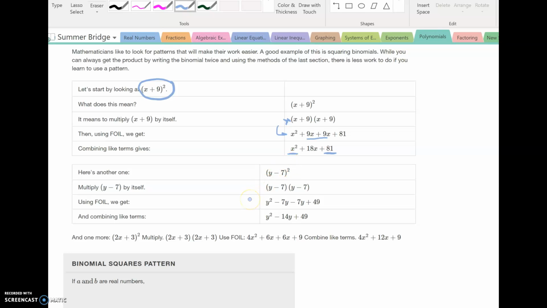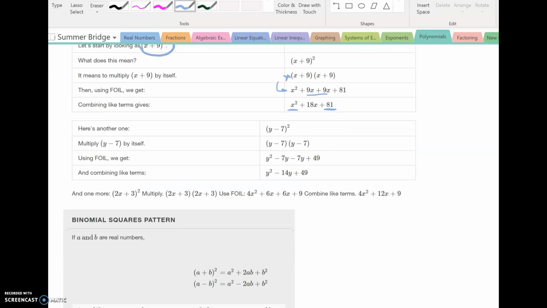So we're going to start to notice some things here where you have the first term squared is going to be the first term in the trinomial. The second term squared in the binomial is going to be the third term in the trinomial. And then if we multiply the first and the second together and then by 2, we get that middle part of the trinomial.